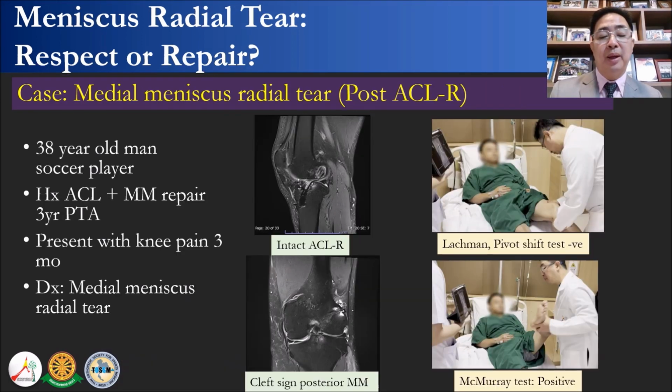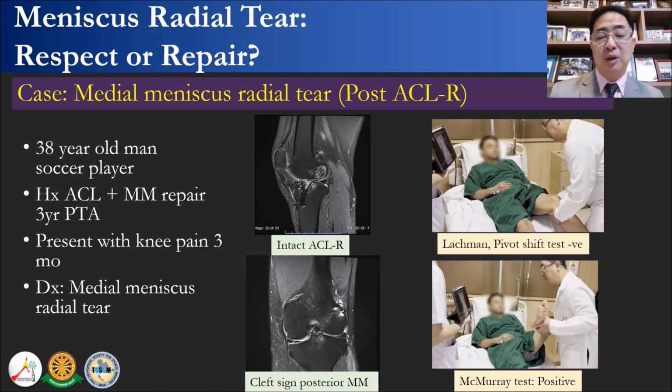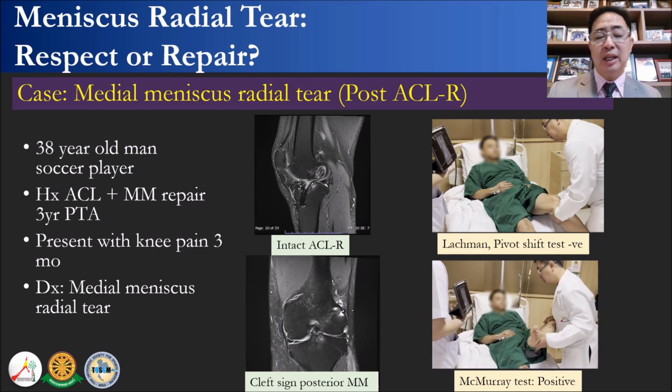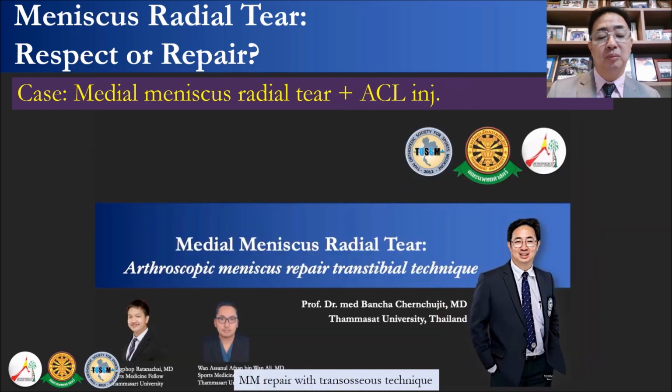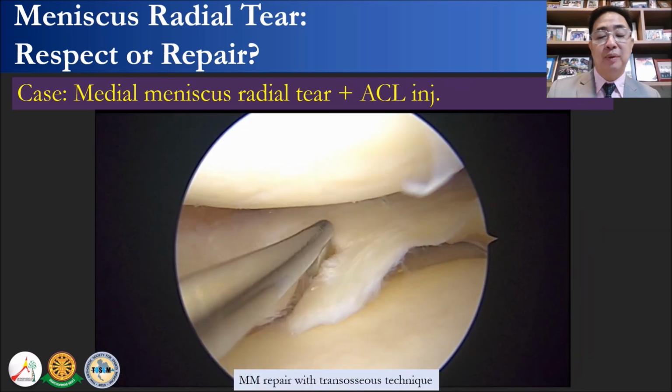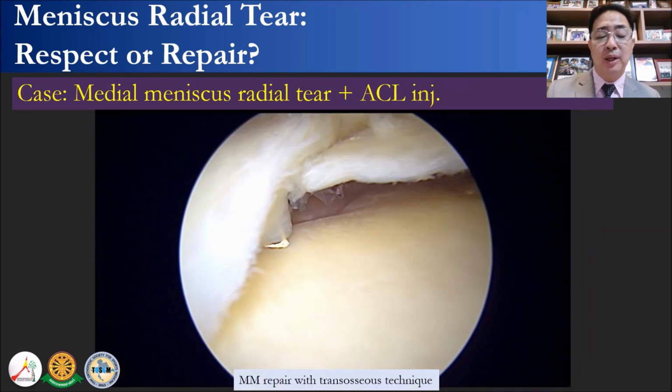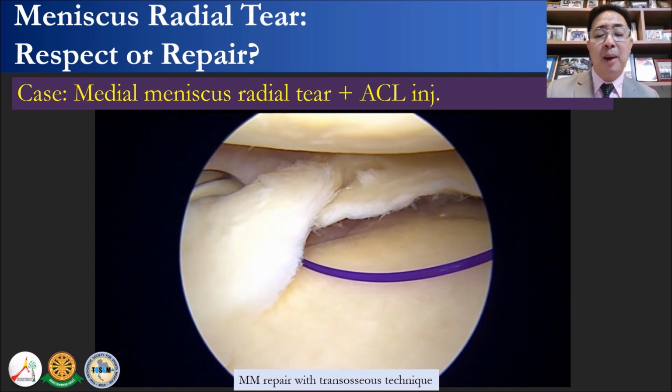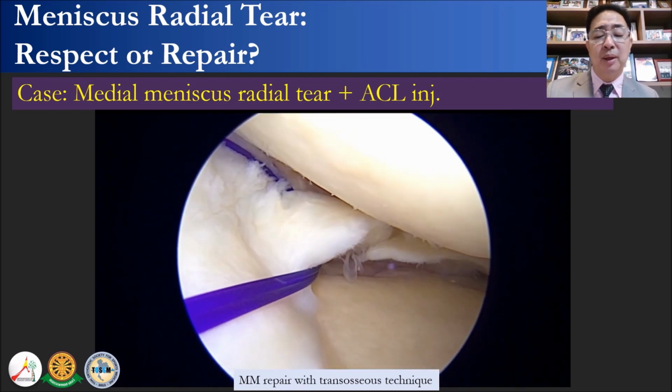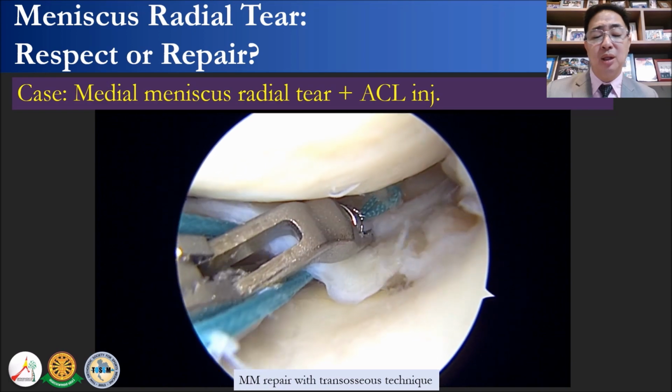So this is another patient's complex radial tear of the meniscus. He's done ACL reconstruction and meniscus repair 3 years ago. He's doing well, and he has another injury. He has intact ACL, Lachman is negative, but McMurray is positive on the medial side. So I try to save his meniscus, which is still very young. When I get in, the bucket handle was healed, okay, but there's a new radial tear, okay.